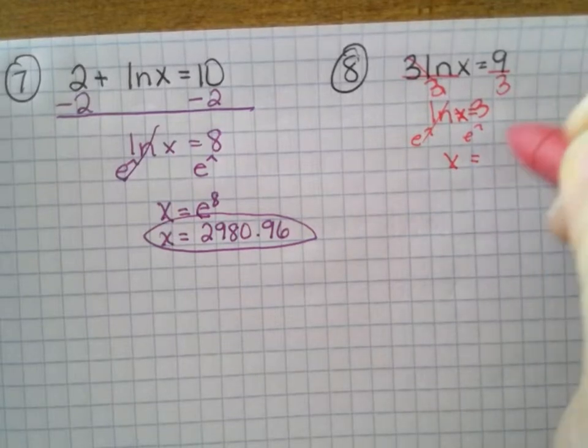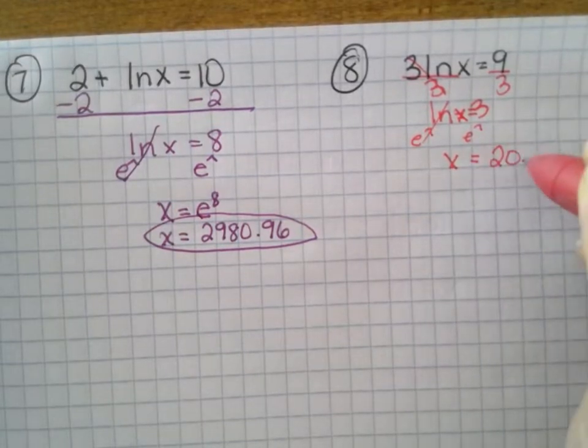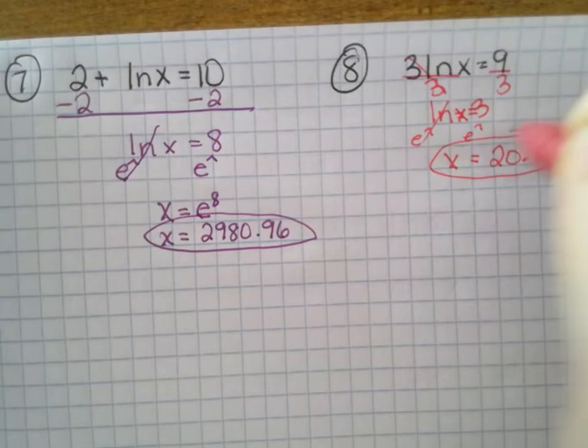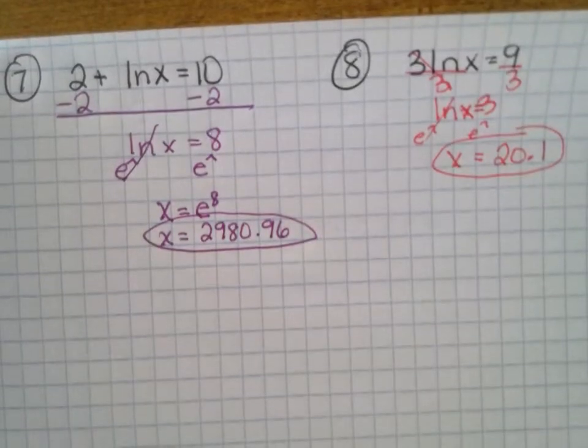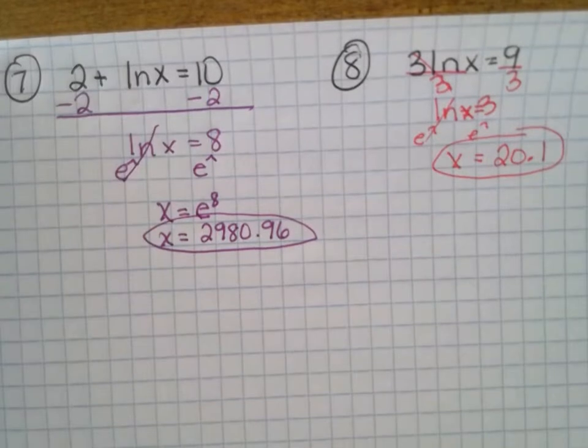E cubed, I got about 20.09 or 20.1. Okay, either one. I was being real strict about rounding to 2 decimal places, but then none of y'all did. So I was like, okay, fine. It's not worth the fight.